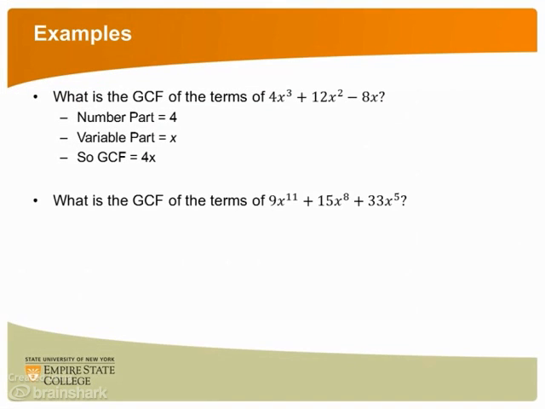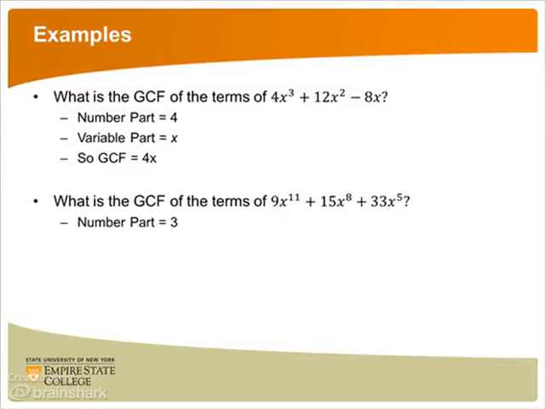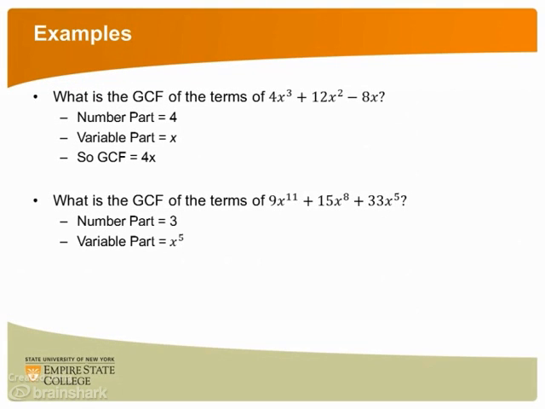Now suppose we want to find the greatest common factor for the terms of the polynomial 9x to the 11th plus 15x to the 8th plus 33x to the 5th. First, we look at the coefficients. The largest common factor for 9, 15, and 33 is 3. For the variable part, again, all the terms have x's, and the smallest power we see is x to the 5th power. So our GCF is 3x to the 5th.